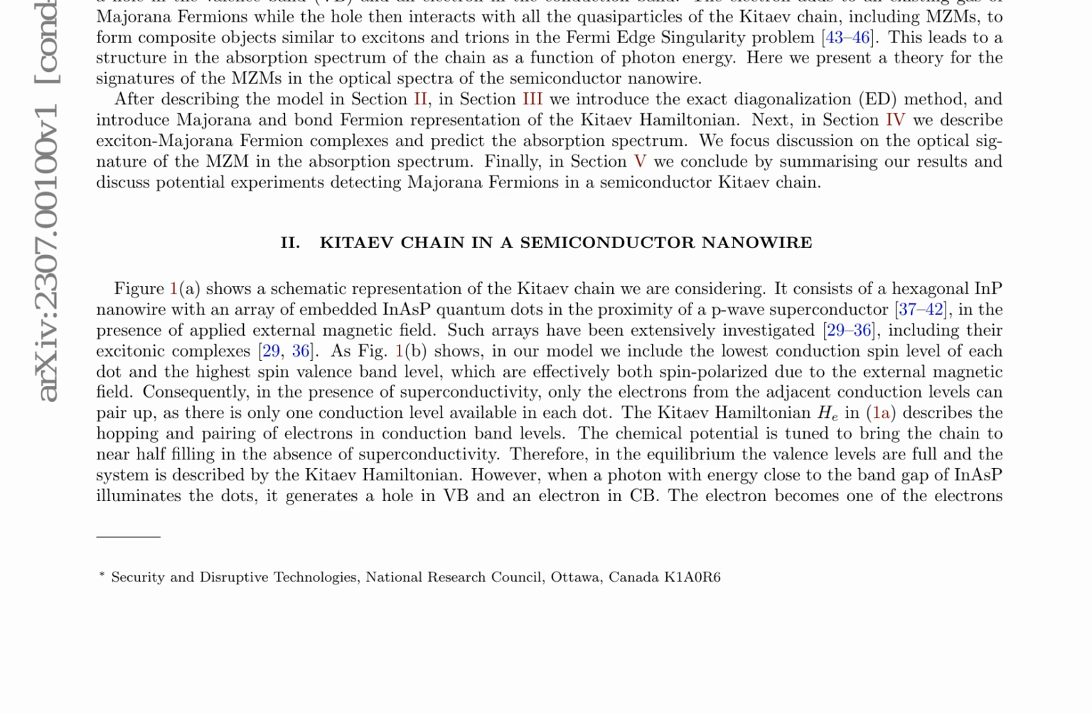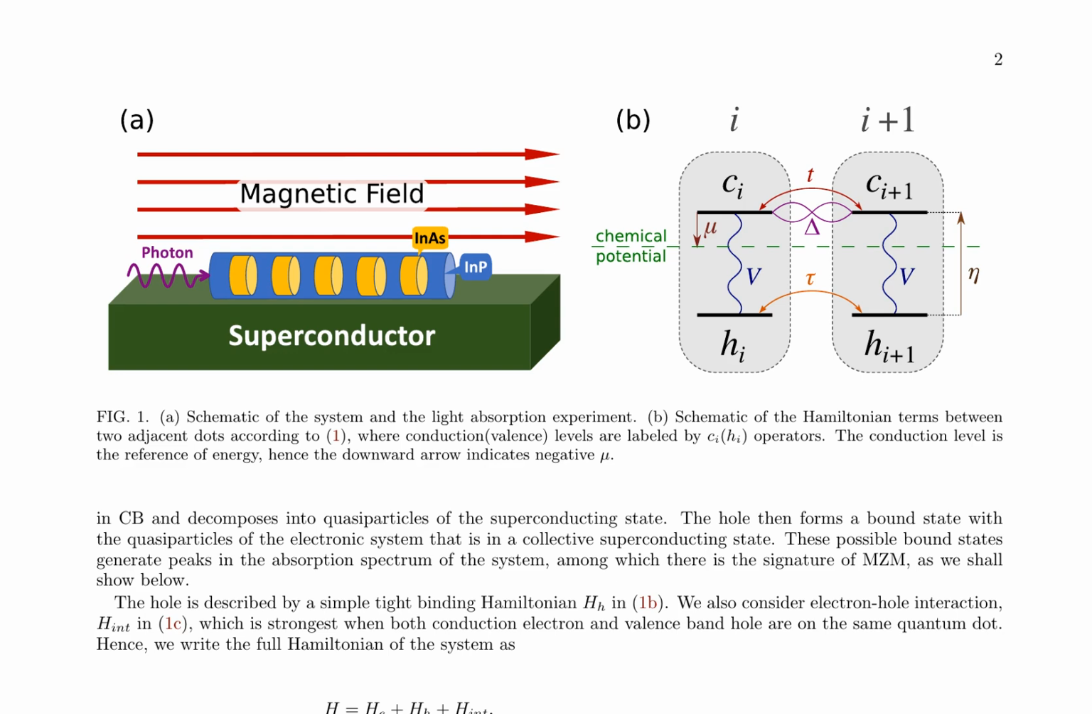The paper outlines the exact diagonalisation method and the Majorana and bond fermion representation of the Kitaev Hamiltonian, providing insights into the optical signatures of MZMs in the absorption spectrum. The study concludes by summarizing the results and discussing potential experiments for detecting Majorana fermions in a semiconductor Kitaev chain. This work contributes to the ongoing efforts in realizing synthetic topological quantum matter with topologically protected quasi-particles, with potential applications in topological quantum computation. The study of Majorana Zero Modes, MZMs, in a system of quantum dots is the focus of this research.